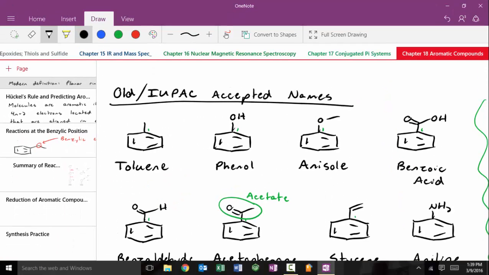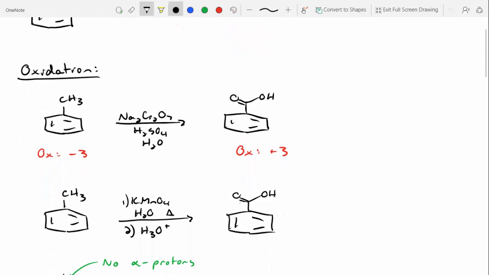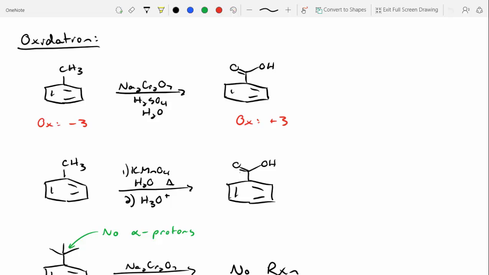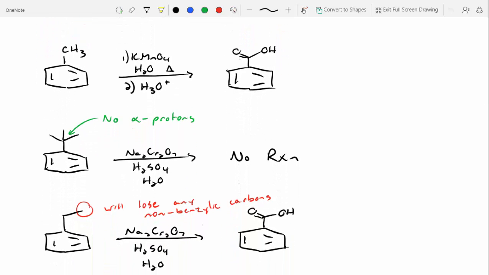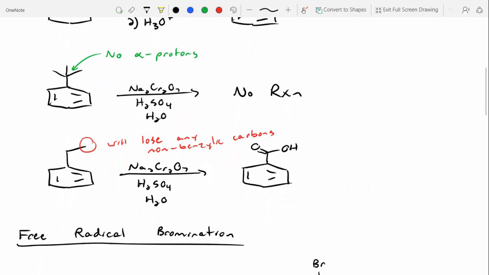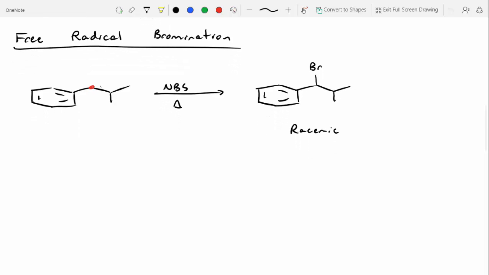All right, let's go to reactions at the benzylic position. Yesterday we said we can oxidize the benzylic carbon to a carboxylic acid. We can do that 2 different ways, using chromic acid or potassium permanganate. But in order to do this, we have to have alpha protons. And we also said if you've got other alkyl groups hanging off, those get cleaved off during this oxidation reaction, and you trim it down to only 1 benzylic carbon. We ended talking about free radical bromination. Let's try to review the mechanism for this bromination really quick.